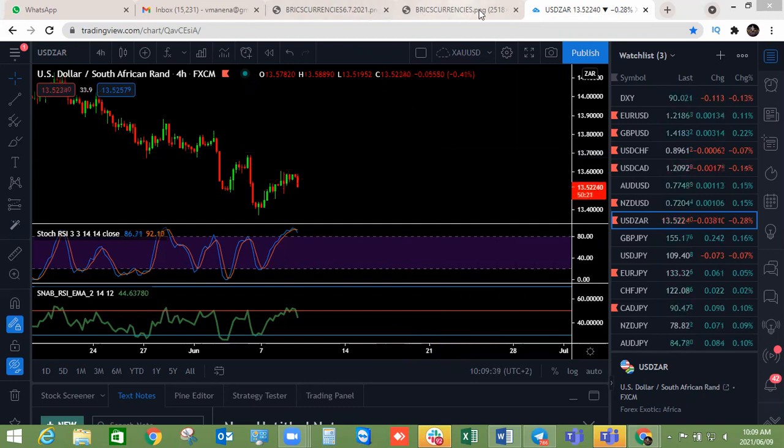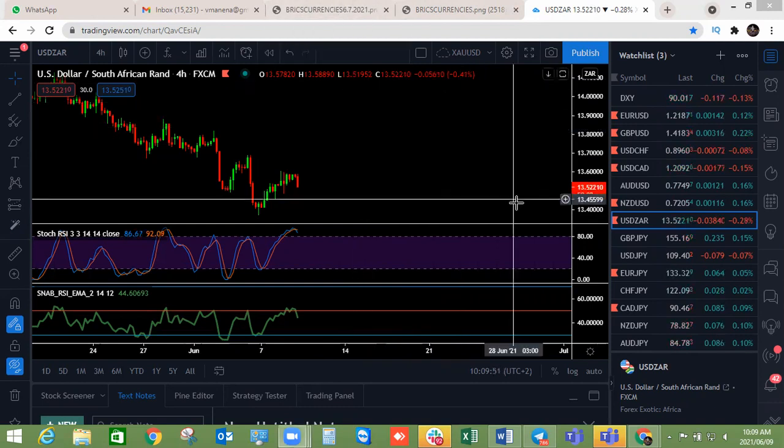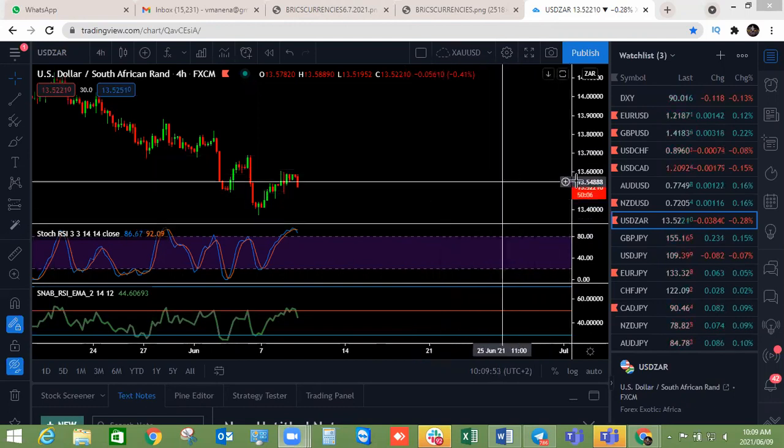If you look here on my tab, I was looking at the BRICS currencies versus the US dollar. It's showing weakness. I just don't want to open it because there is a company that put up those charts, so I don't want to promote that.